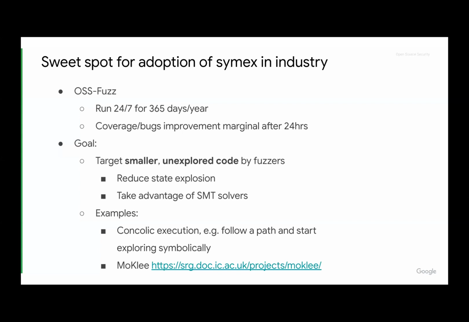For example, instead of symbolically executing an entire program, we could focus symbolic exploration on a smaller portion of the code, where fuzzers cannot go because the constraints are too difficult to synthesize. I think this may help reduce state explosion while still taking advantage of SMT solvers. There's already work in this direction, which is very promising, such as concolic execution and techniques like the one presented in the KLEE paper.